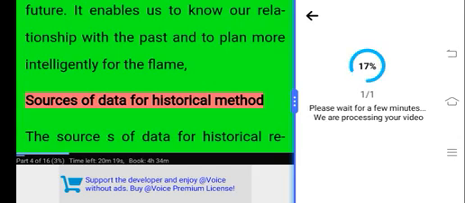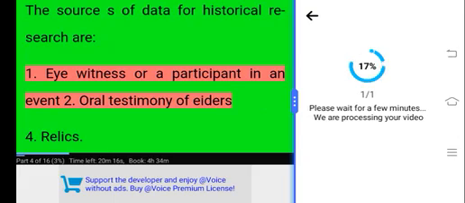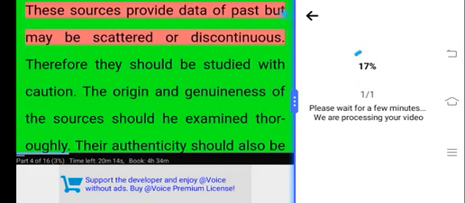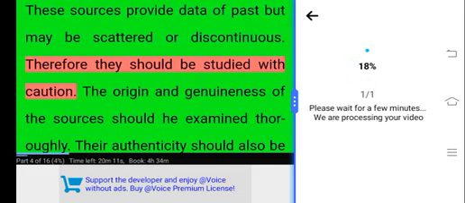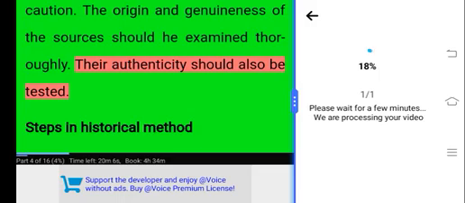Sources of data for historical method. The sources of data for historical research are 1. Eyewitness or a participant in an event. 2. Oral testimony of others. 4. Relics. These sources provide data of the past but may be scattered or discontinuous. Therefore they should be studied with caution. The origin and genuineness of the sources should be examined thoroughly. Their authenticity should also be tested.